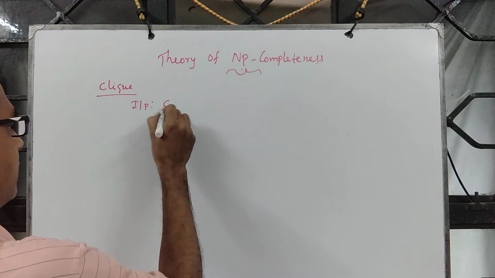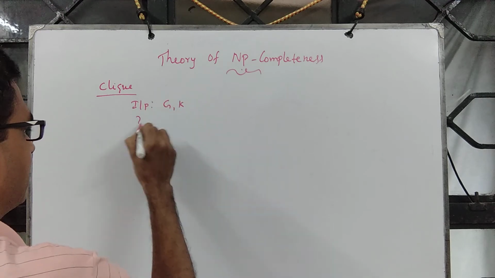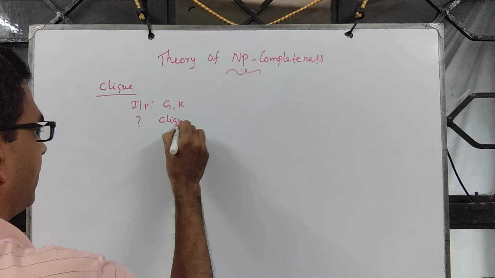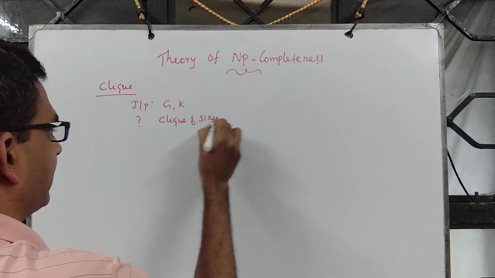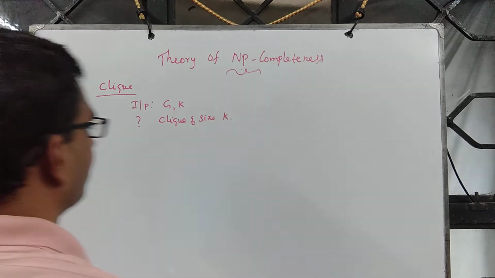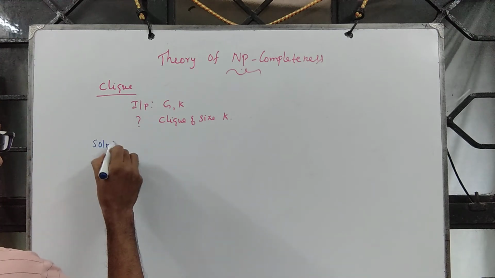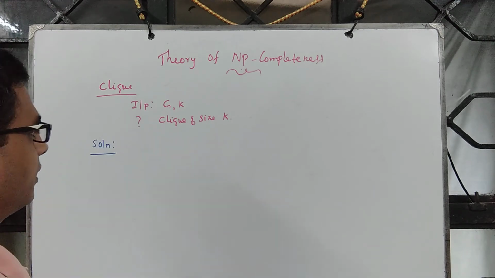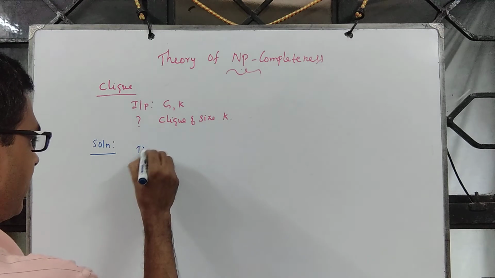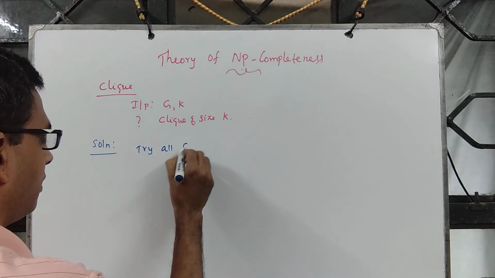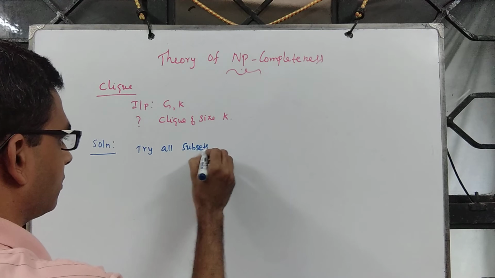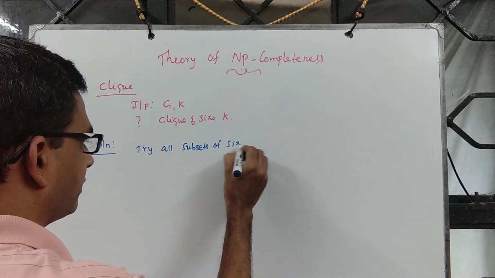Input is G, k. Question: does there exist a clique of size k? Now here is an approach, or what is known is this. Try all subsets of size k.